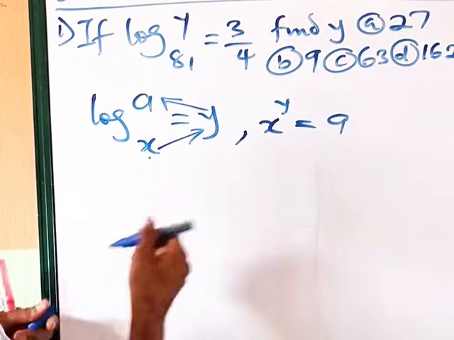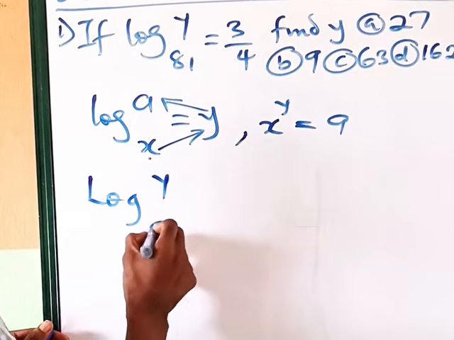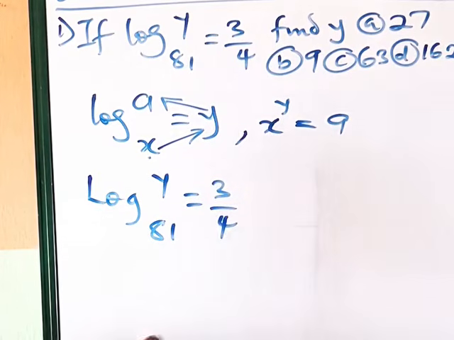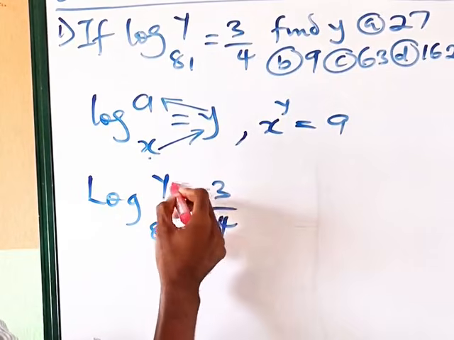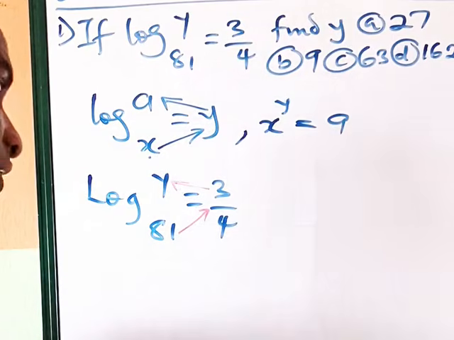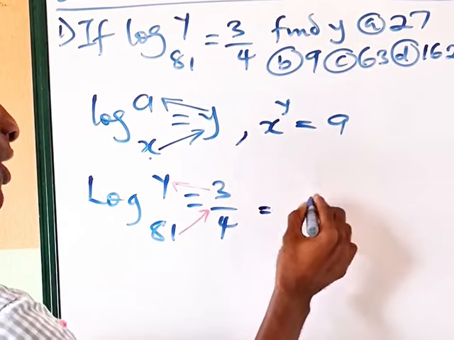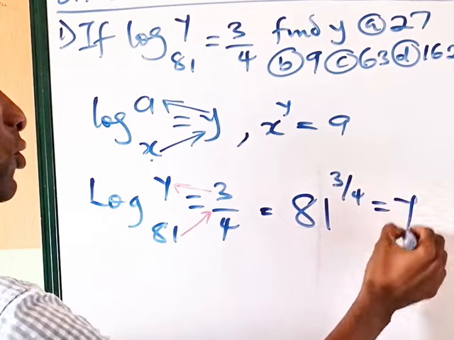And how do we do that? We have log y base 81 equals 3 over 4. So 81 raised to the power of this will give us this, and that's going to lead us to the law of indices. So you are going to rewrite it as 81 raised to power 3 over 4 is equal to y.